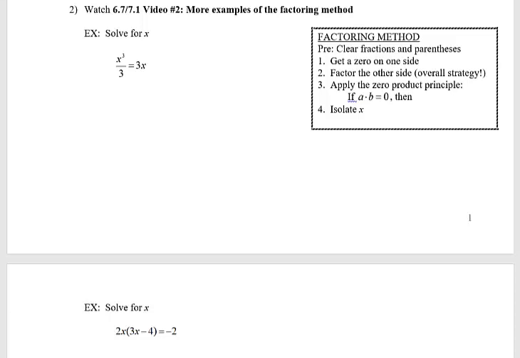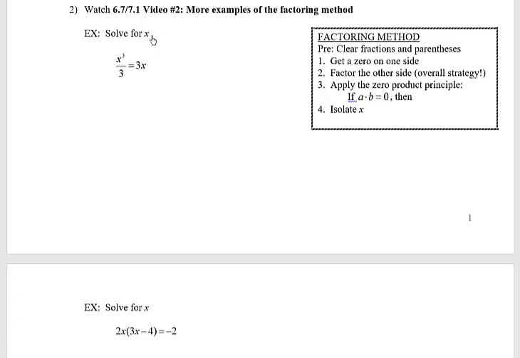This is video number 2 for section 6.7 and 7.1, more examples of the factoring method. Let's go ahead and look at a couple other examples in this video. Here is another equation where we're being asked to solve for x.